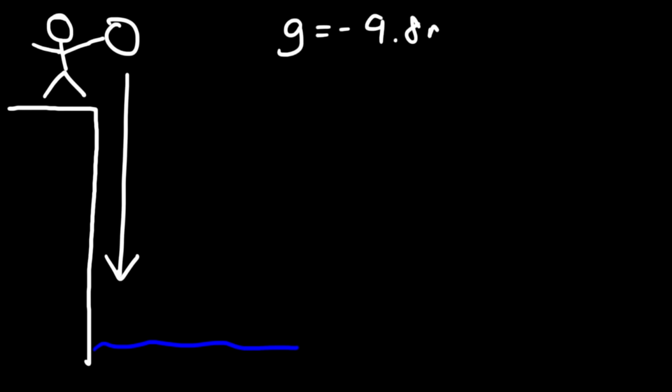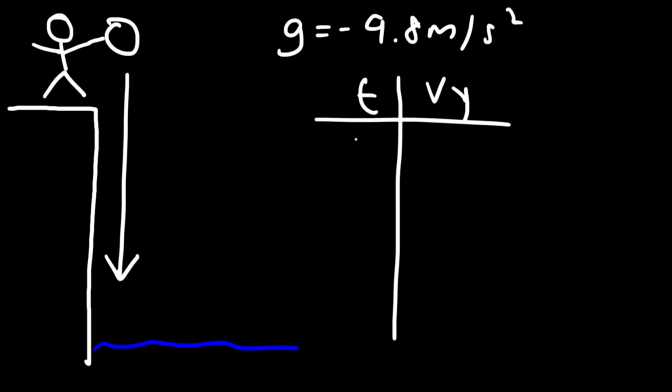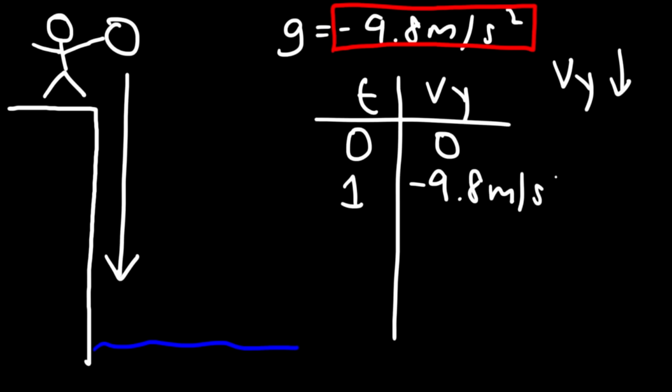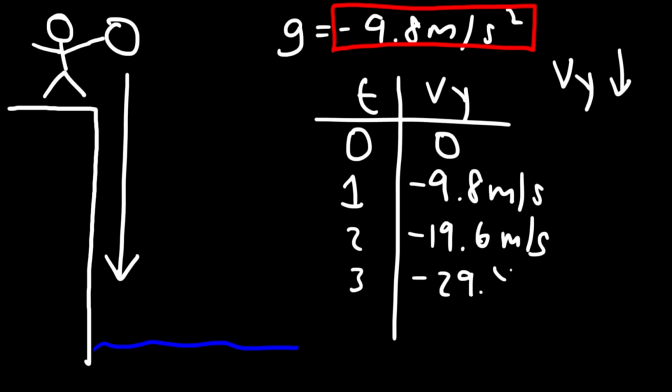If we make a table with t and Vy, at t equals 0, the initial vertical velocity will be 0 because the ball was released from rest. Now the acceleration, or also called acceleration due to gravity, is negative 9.8. Because it's negative, the vertical velocity will be decreasing. So every second, it's going to decrease by 9.8. So 2 seconds later, it's going to be negative 19.6. 3 seconds later, it's negative 29.4.